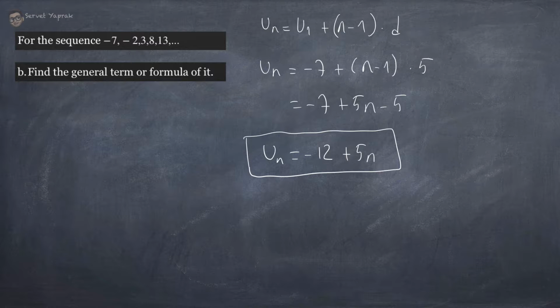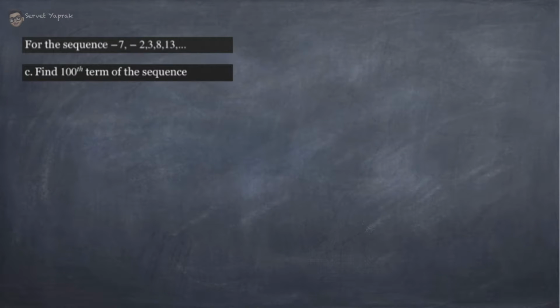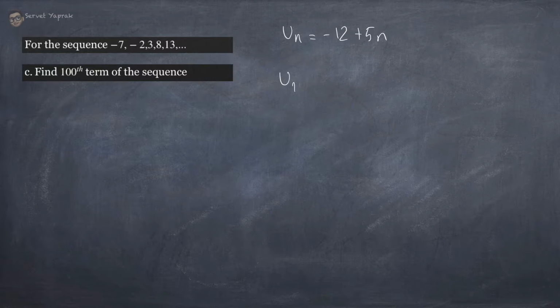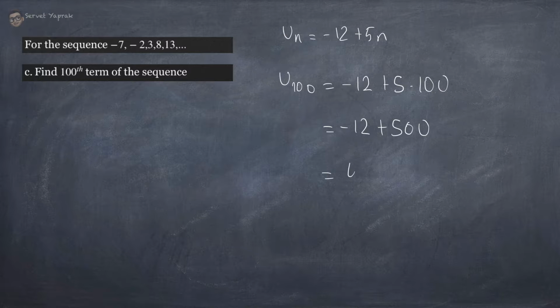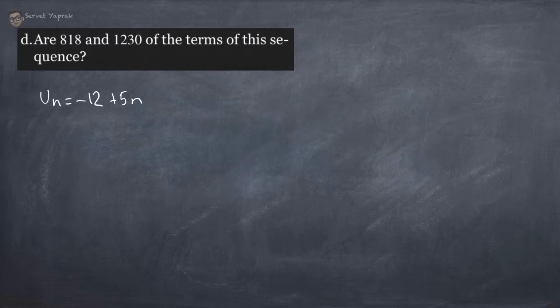Part C says find the 100th term. To find the 100th term, we just need to substitute 100 into our general term formula. So we already found that un equals, I will quickly check, minus 12 plus 5n. So if we substitute 100 into the formula, we will have u100 equals minus 12 plus 5 times 100, which is equal to minus 12 plus 500, which is equal to 488. This is the 100th term.